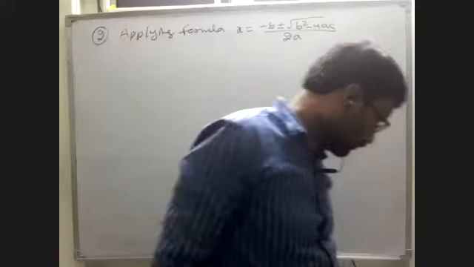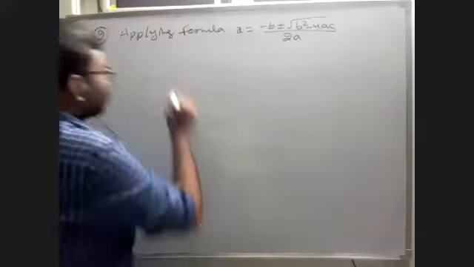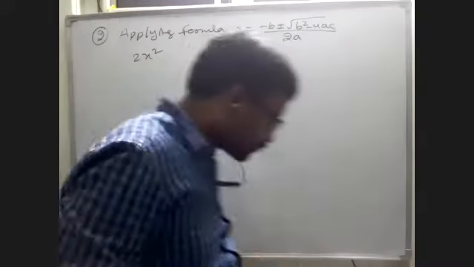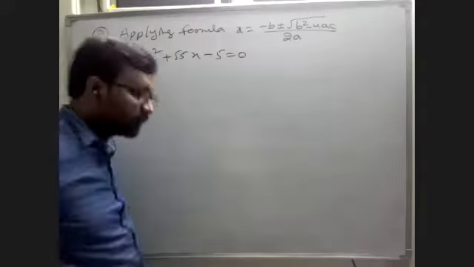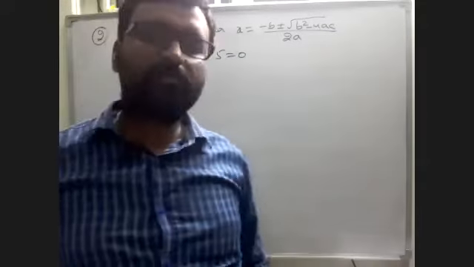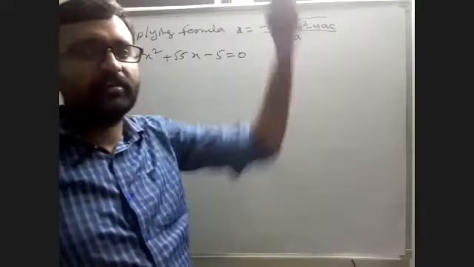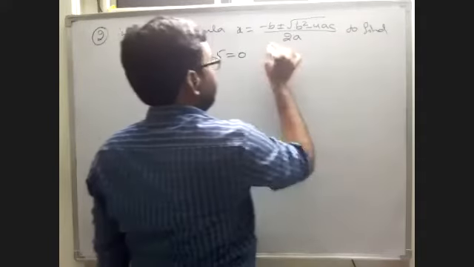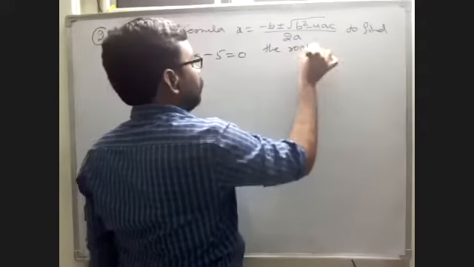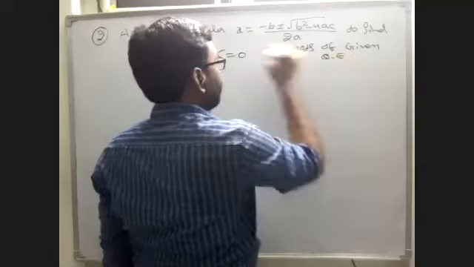Root 5. 2x square plus root 5 x minus 5 is equal to 0. This is the second time I am giving the question, understand? That's why no need to copy. Copy this one. Applying formula to find the factors, to find the roots of the given quadratic equation.